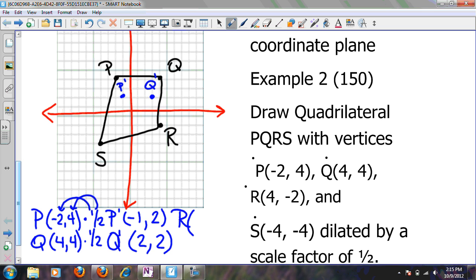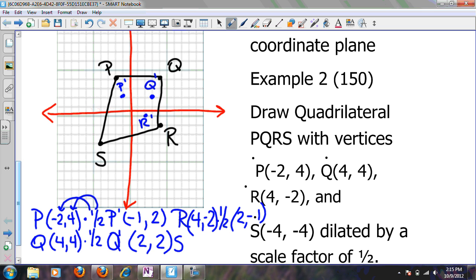R. Let's do R first. 4, -2 times 1/2 becomes 2, -1. This is R prime.